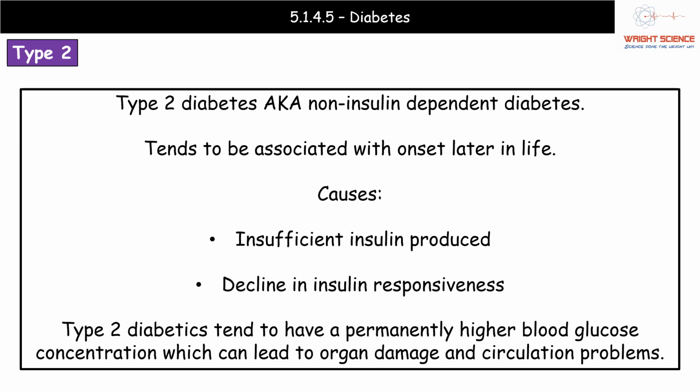The other type of diabetes is type 2 diabetes. This is sometimes known as non-insulin dependent diabetes and is often associated with a later onset in life. The causes of type 2 are where insufficient quantities of insulin are being produced, or your body's not responding to insulin the way that it used to. So there are two main causes there. What we tend to find is that people with type 2 diabetes have a permanently higher blood glucose concentration. This is where the risk comes in for their organs and circulatory system, because a range of different areas get damaged by that high blood glucose concentration.